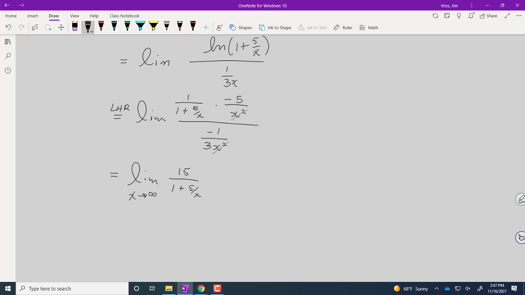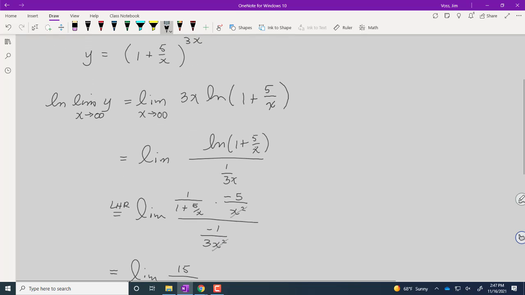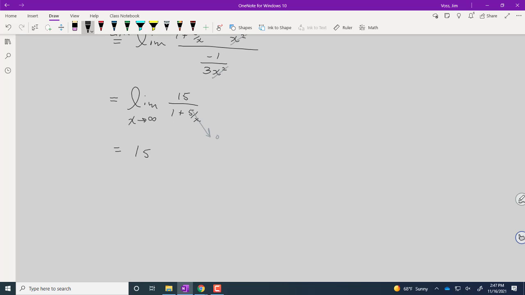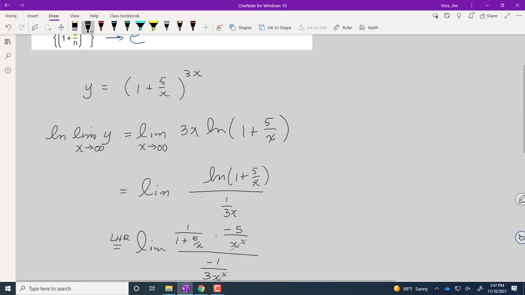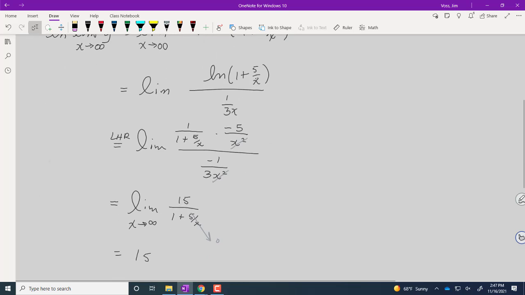And what is that limit? 15. Because the 5 over x is going to 0. The left side is not quite what we want yet, right? The left side is natural log of the limit of the function. So what do we do to both sides? Yeah, we're going to exponentiate so that we get the limit of y is e to the 15. That is the limit of this sequence. So this is a sequence that we're finding the limit of. No series here, sequence. Any step there that you need clarification on?